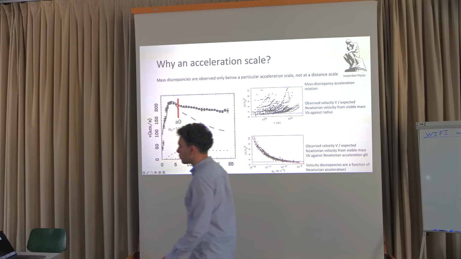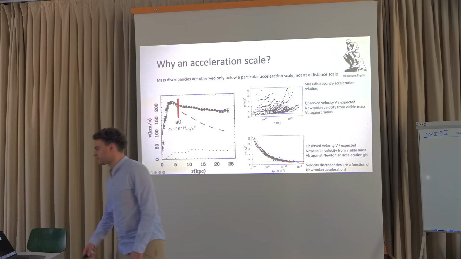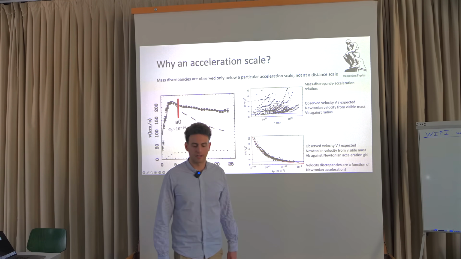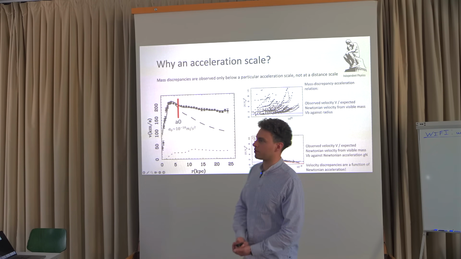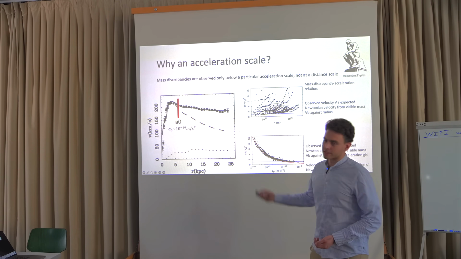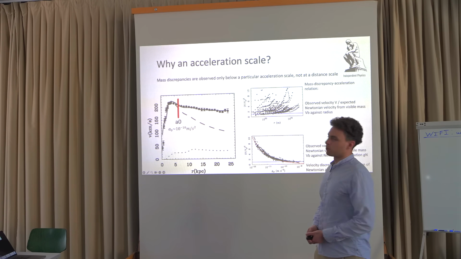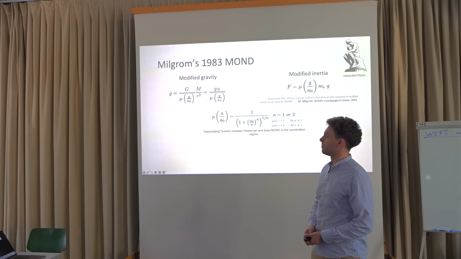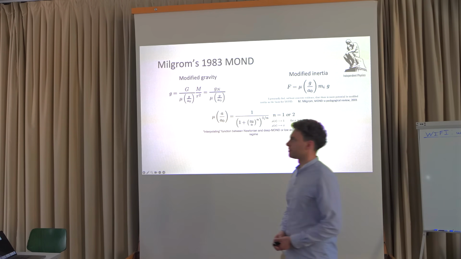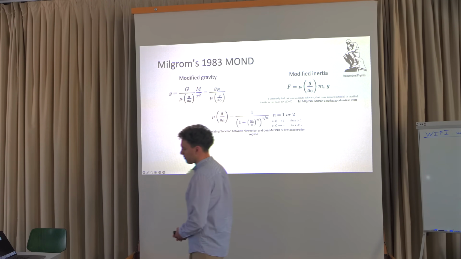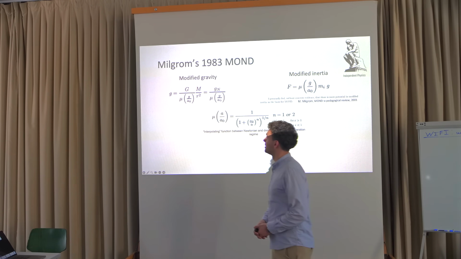And with this, you may say, okay, let's try to modify Newton's law of gravity or the Newtonian inertia based on an acceleration scale. What you would arrive at if you try to do that in the simplest way is Milgrom's MOND. It was developed in 1983 by Mordechai Milgrom. It's been over 40 years.